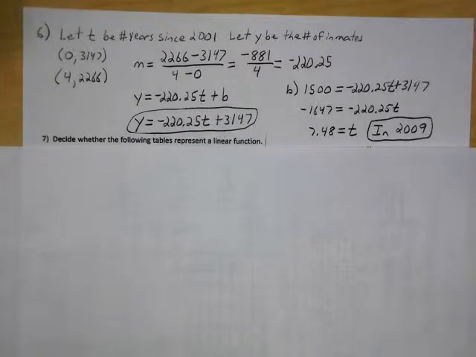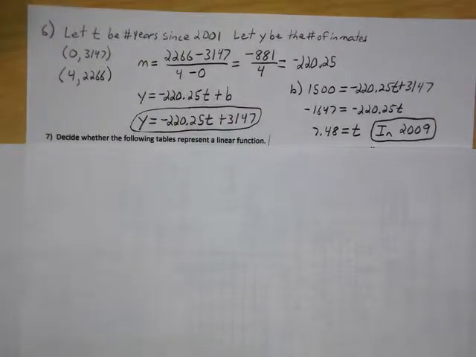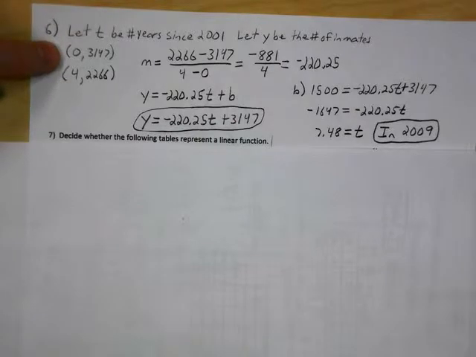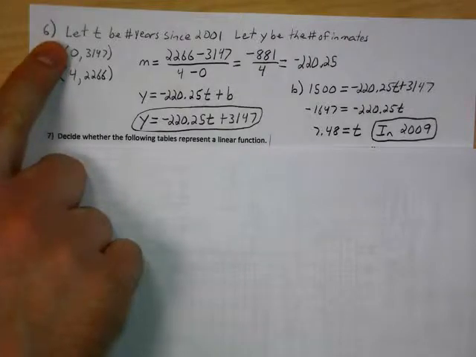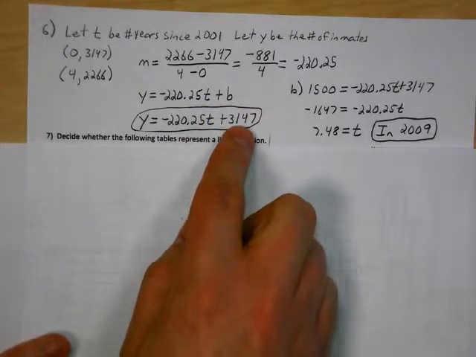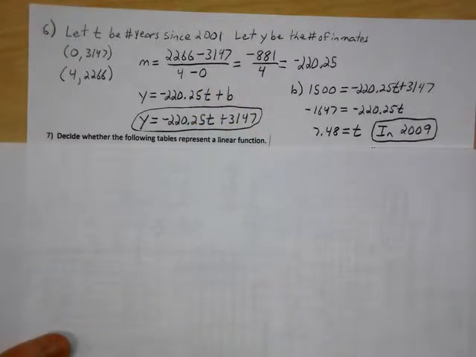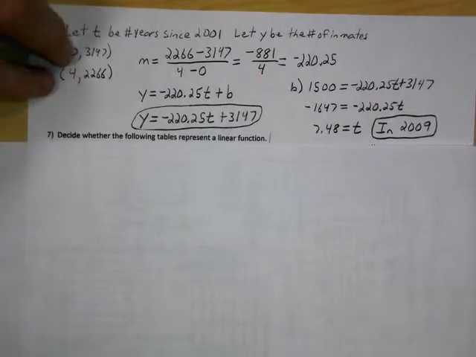Number 6, that was the number of inmates. You find the slope, make sure you define your variables. I said let t be the number of years since 2001, and y is the number of inmates. So basically you find 2 points from the information that you're given. You find the slope, and then plug in one of the points to find your b value. Well, this one, the way we defined our variable, 3,147 is your y-intercept. So that was easy to find the b value of 3,147. I'll go to number 7.